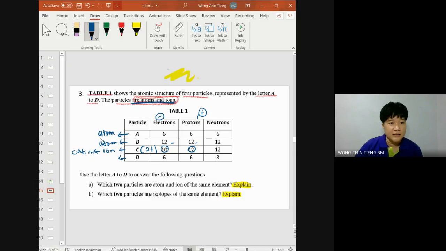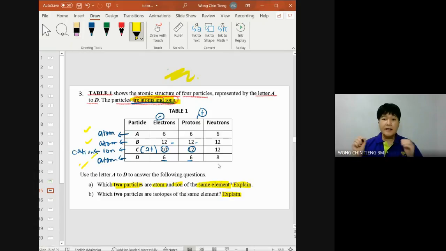And last but not least, D, I can answer for that. D over here is your atom. Same thing because your electron and your proton is the same value. So the question stated already, dia orang adalah atom and ion. Therefore, we classify which one is your atom and which one is your ion. First question, which 2 particles are atom and ion of the same element?